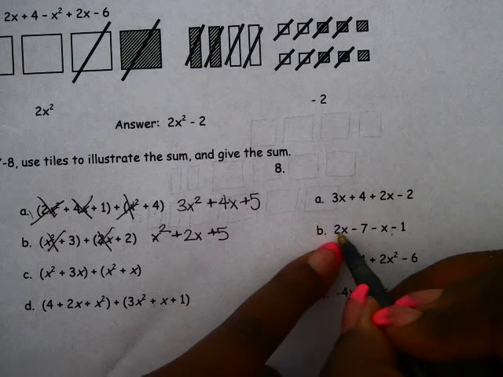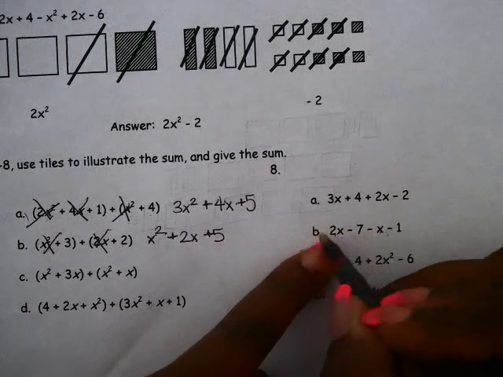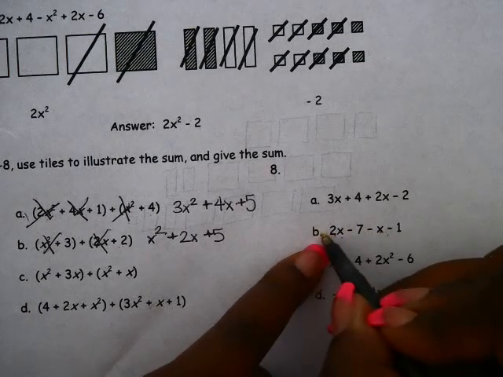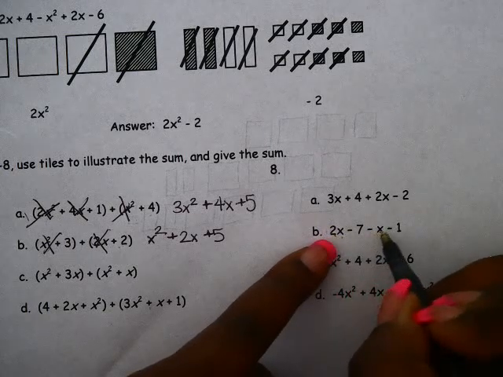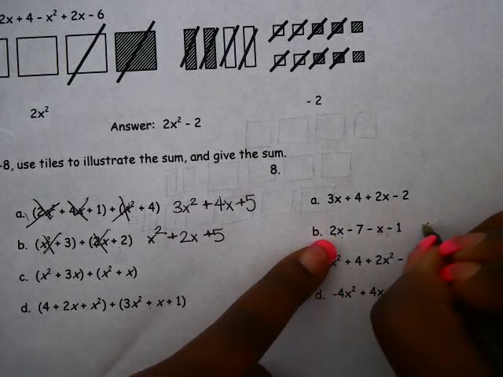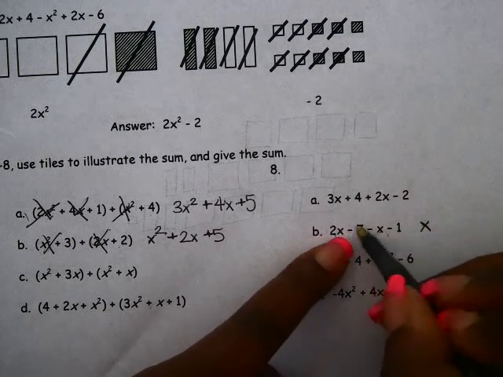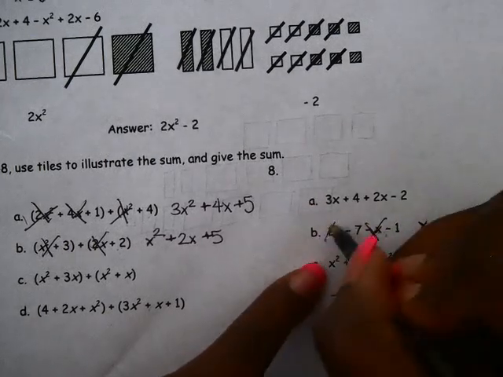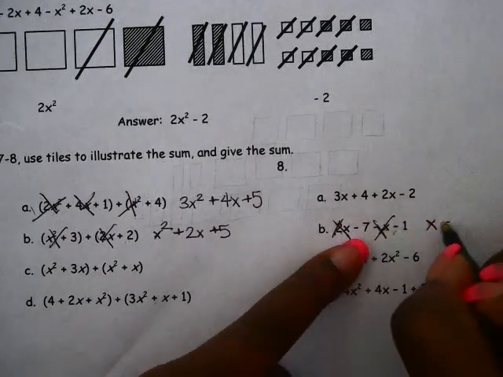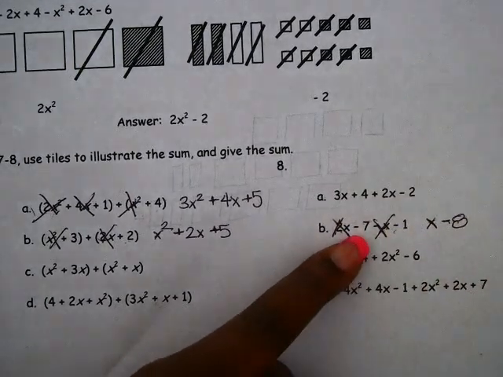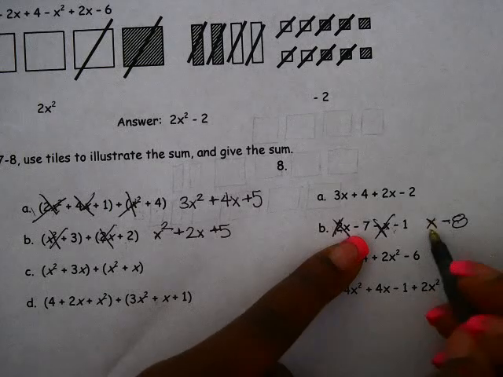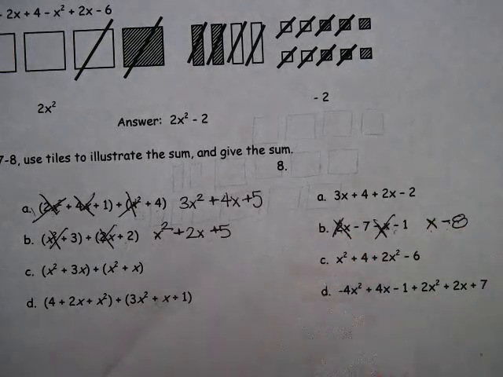I have 2 x's and then a negative x. So this one's positive because it has nothing in front of it. And positive 2 and negative 1 is just a positive, so I'm left with 1x. And then negative 7 and negative 1 is negative 8 together. So my answer is x minus 8.